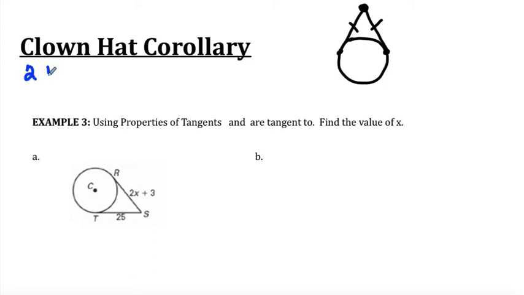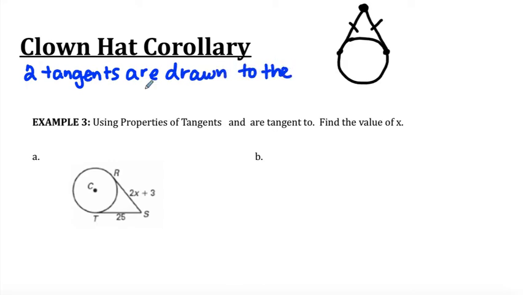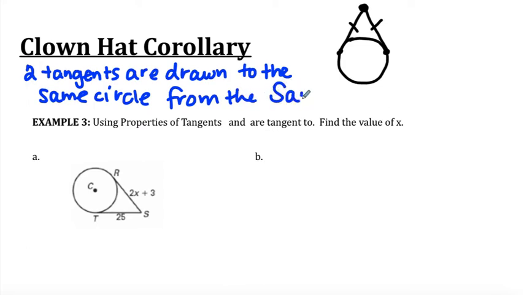So if two tangents are drawn to the same circle from the same point, then they are congruent.